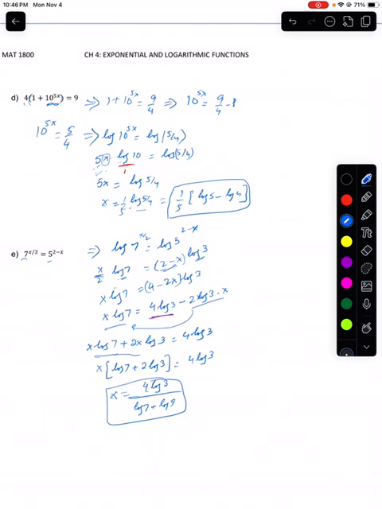Okay, in the next video we will look at 4.5b, which is going to be for solving logarithmic equations.